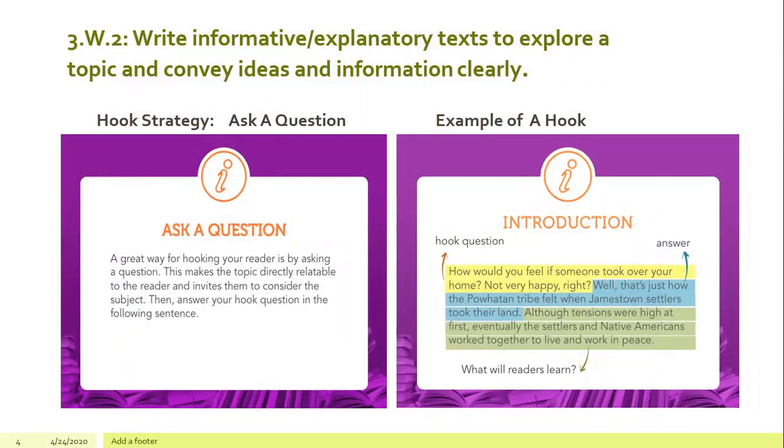Now, yesterday we worked on a strategy of hooking that reader. We did that through asking a question. We looked at an example of a hook. The first part of the writing is your hook question, followed by your answer to that question. And then you want to tell the readers what they will learn.